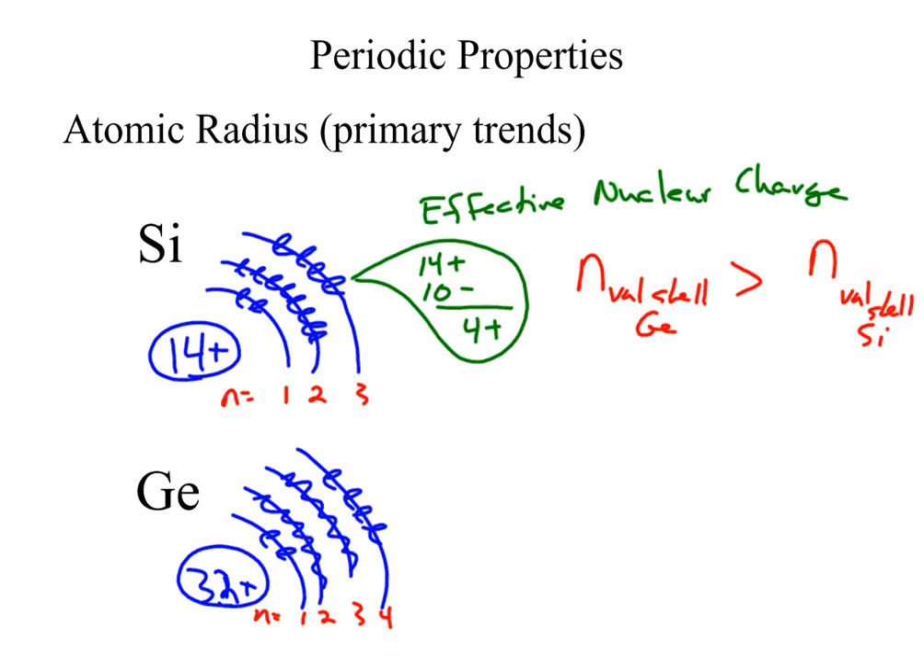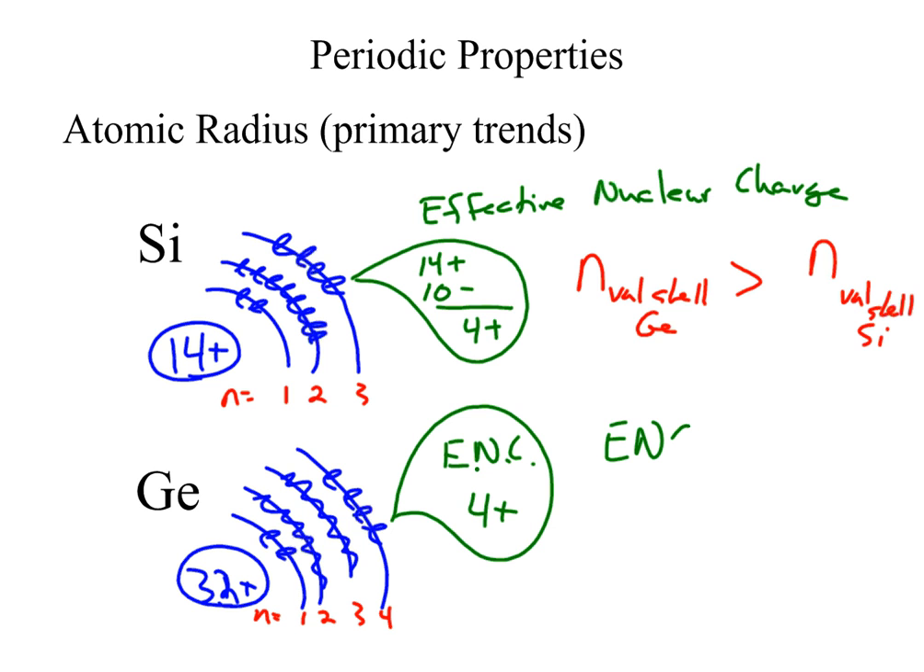If we go down to germanium and we do the same thing, and we look in toward the nucleus, there are 32 protons pulling that one electron in. And if we add up all the electrons that are inside of the valence shell, we should get 28. And so for germanium, we're going to have an effective nuclear charge also of 4+. So we see then that the effective nuclear charge on the valence shell for silicon is equal to the effective nuclear charge on germanium.